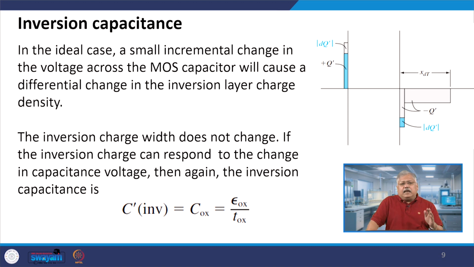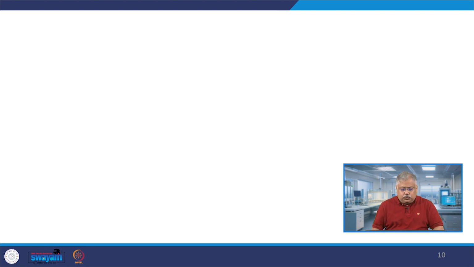Now in an ideal case, if I give a small incremental change in the voltage across the MOS capacitor, I am sure I will get a differential change in the inversion layer charge density. The definition of inversion layer was what? Let me use the slide to show you. So I have a MOS structure here, right? I have an oxide layer here. This is my oxide layer.